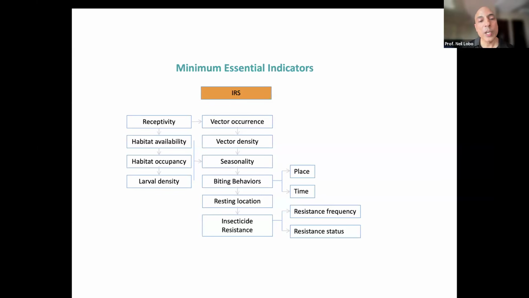That's it. So when you look at your minimum essential indicators, if you want to understand how IRS might function at your site, of all these, now this might be controversial, those are the only two indicators you probably need to collect based on your question. What proportion of my vectors are resting indoors, and are they susceptible or resistant to what I'm going to spray on the walls?